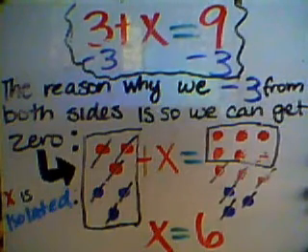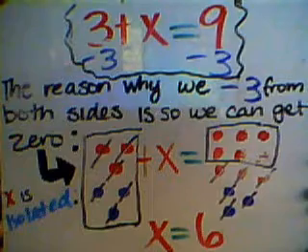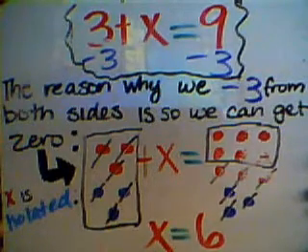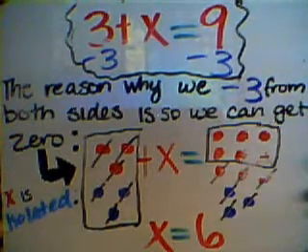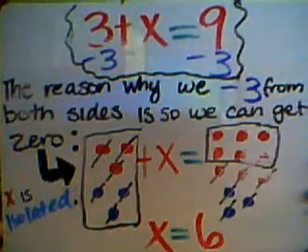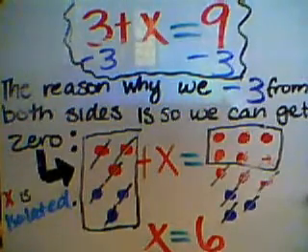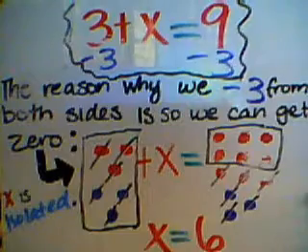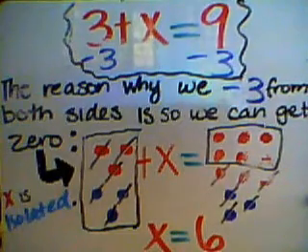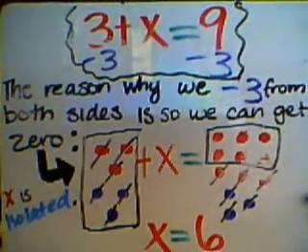x must equal 6 because if we are able to cancel the same thing on both sides, what are we left with on the left hand side? We're left with x, and on the right hand side we're left with 6. So x must equal 6. Okay.